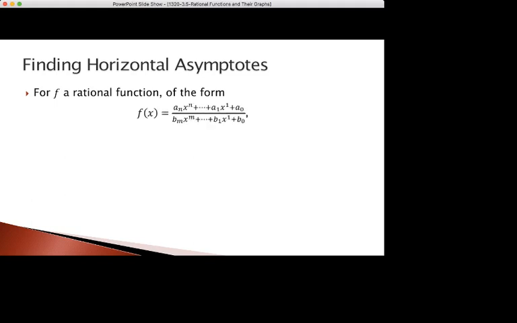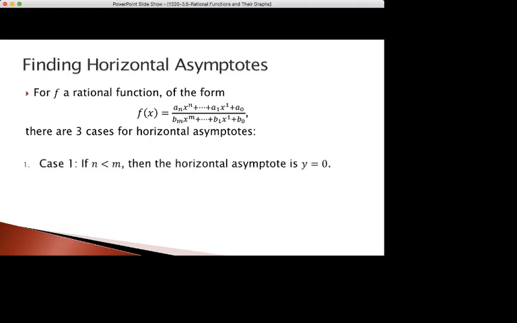So, we've got a rational function in this form. Then there are three cases for horizontal asymptotes. Case number one is if the degree of the numerator is less than the degree of the denominator. In that case, the horizontal asymptote is the line y equals 0, or the x-axis.